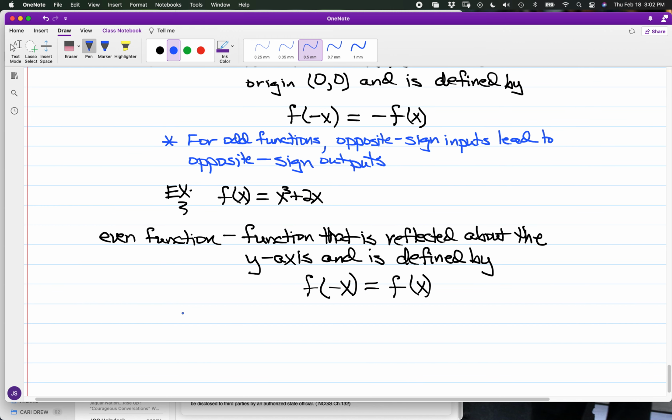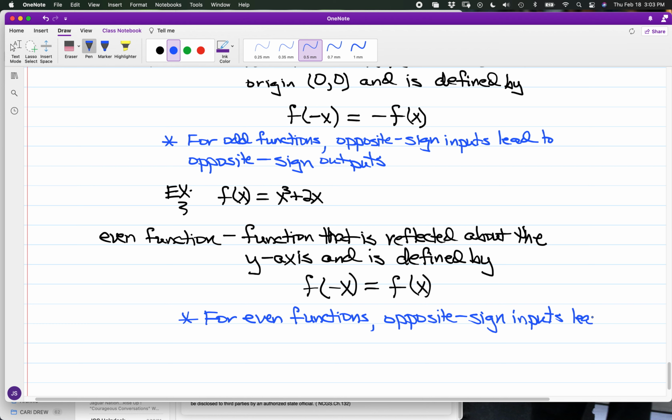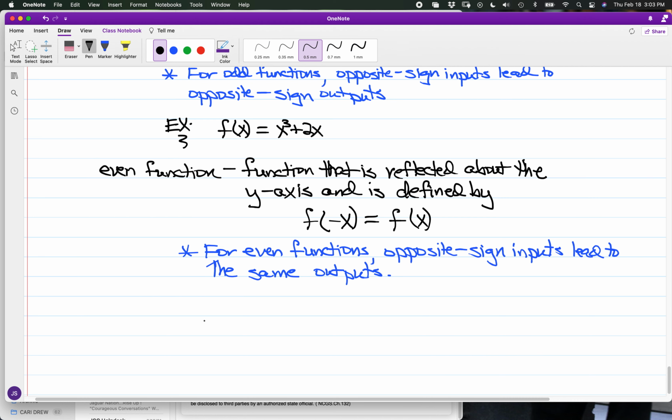And what this is going to signify is that for even functions, we have opposite sign inputs that are going to lead to the same outputs. And I'll give you just an example and also a bit of a visual.